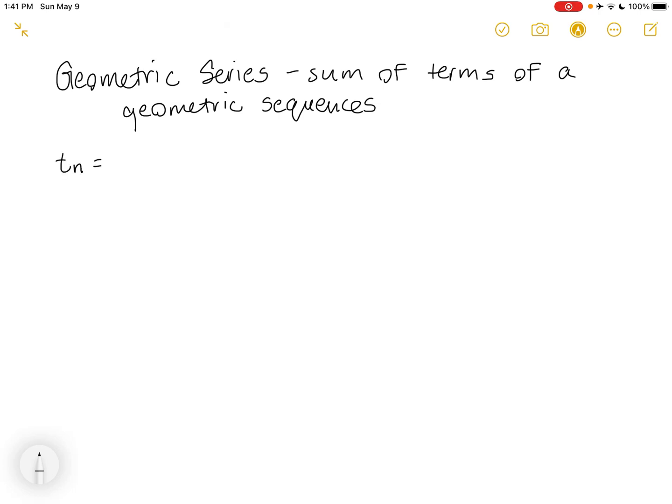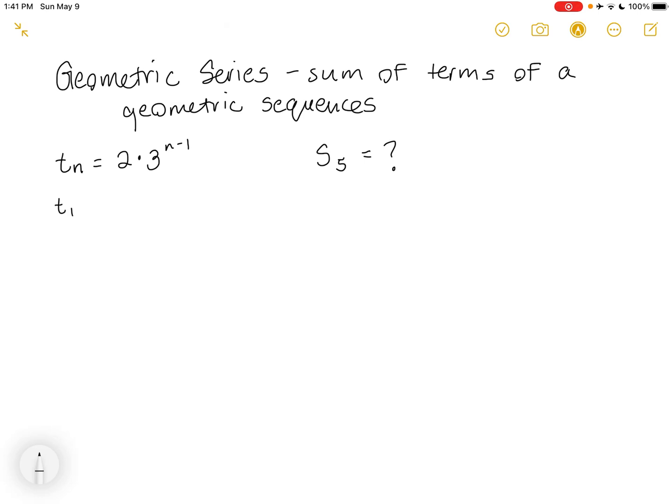equals 2 times 3 to the n minus 1. So 2 would be our T1 or our A value, that's our first term, and 3 is our common ratio. And let's say we're looking for S5, which is the sum of the first 5 terms. One option, obviously, is to just write out the first 5 terms.